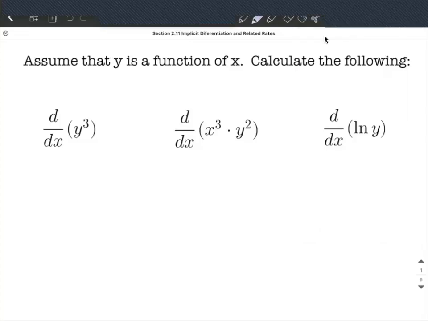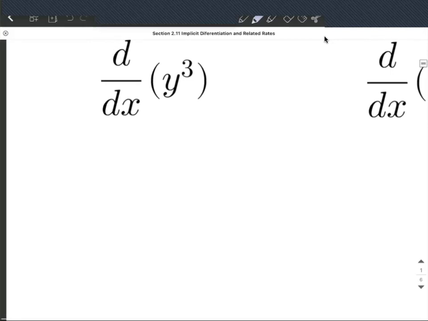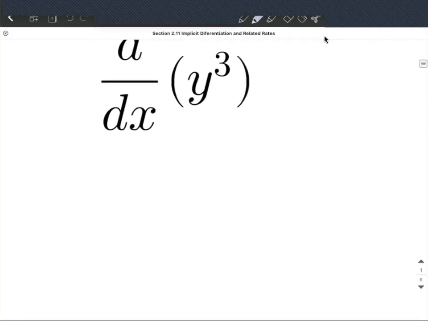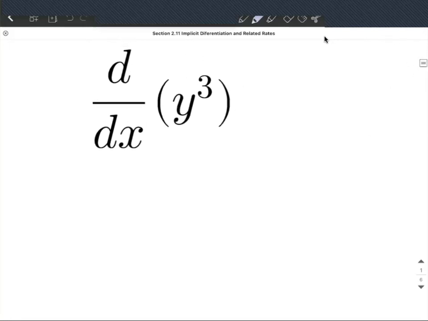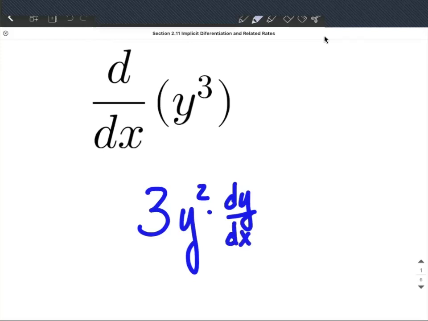Okay, we're going to assume that y is a function of x in each one of these examples and go through and use implicit differentiation to differentiate each one of them. So remember, if our variable is y as we're taking the derivative, we're going to put a dy/dx next to it. All right, so in this case, we're just going to use the power rule. Exponent comes down, reduce the exponent by 1, but then because that was our y, we put dy over dx, or dy/dx with that.